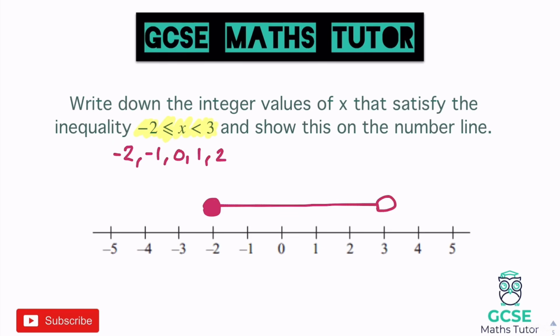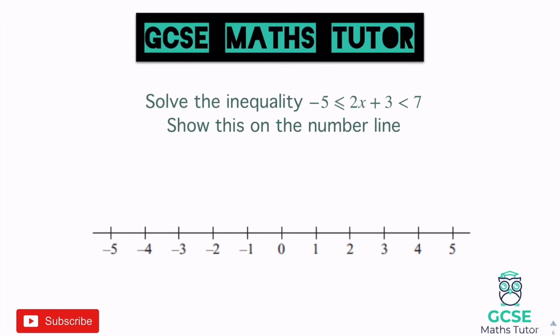just to say that there we go, the number is limited between those two. So it can be equal to -2, but it can't be equal to 3. It can be anything as close as you can possibly think of to 3, but it can't actually be 3 itself. It could be 2.999 and so on, but it can't actually be 3. So there we go, that's how we would draw that inequality there on a number line. Let's have a look at how this changes if there's something else next to the x in the middle and how we'd approach that. Okay, so this says solve the inequality and show it on the number line.